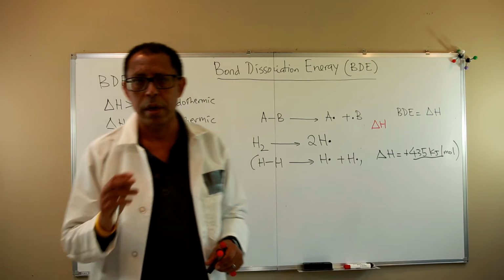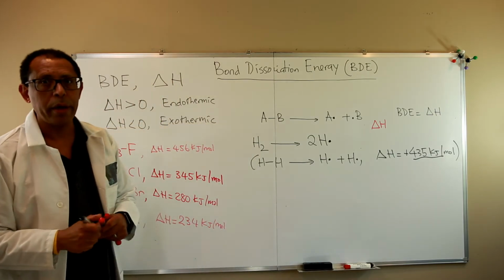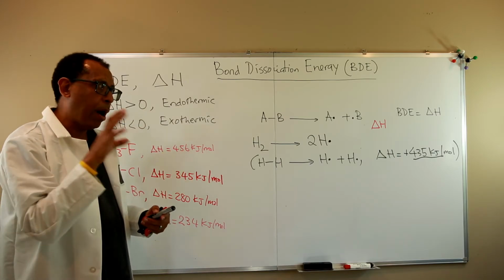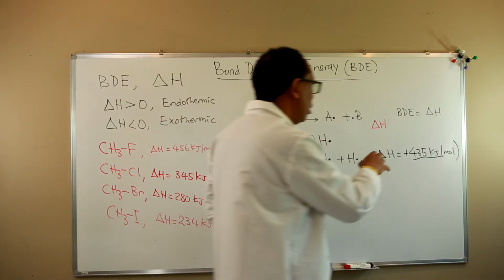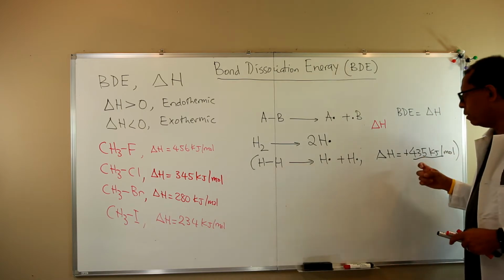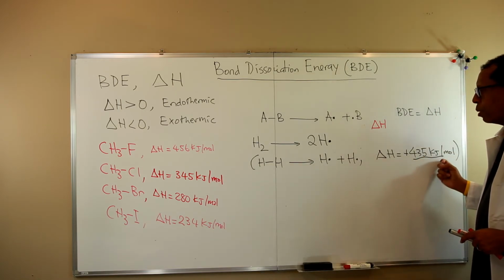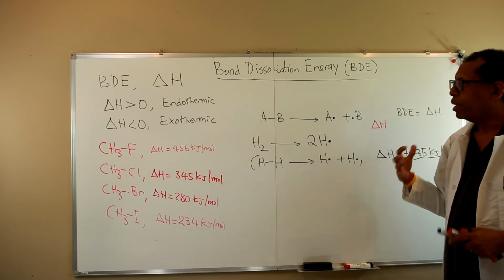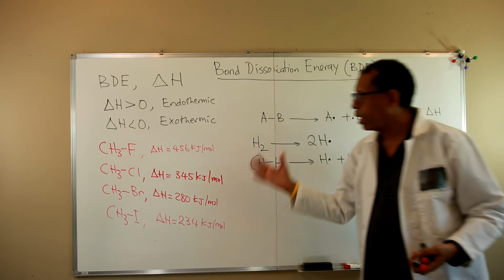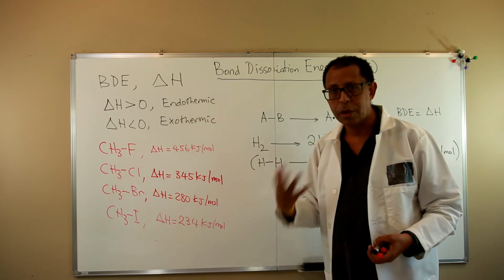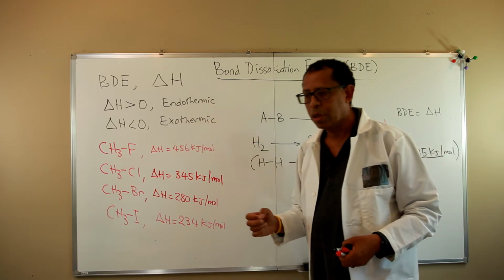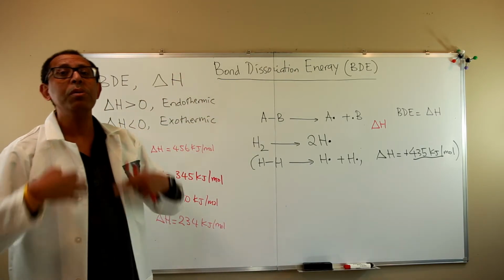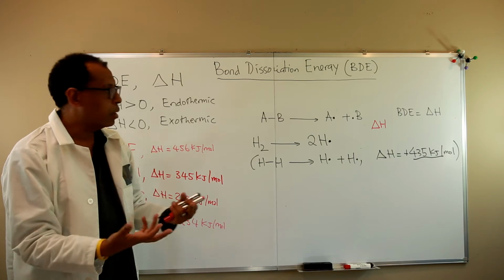An endothermic reaction is a reaction that requires energy. You have to put in energy. It's a positive sign, meaning that you need 435 kilojoules per mole to effect that kind of reaction. But for some reactions, if the overall reaction is less than 0, that kind of reaction is exothermic, meaning that the reaction actually produces heat, produces energy.